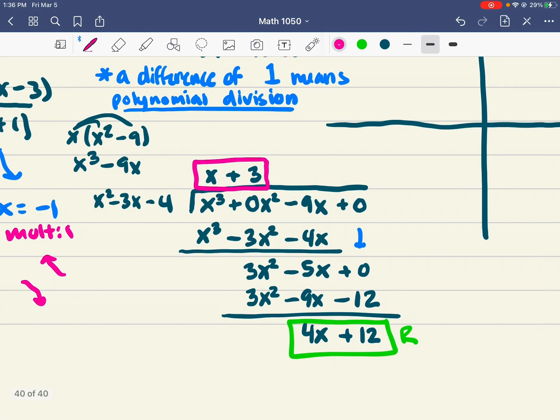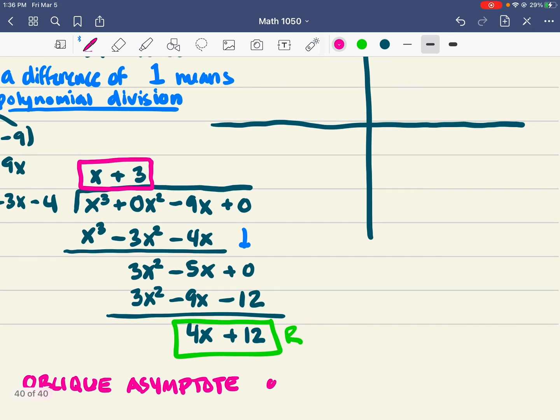This is the equation for the oblique asymptote. I'm running out of room down here, but the oblique asymptote, how do you spell oblique? The oblique asymptote happens at y equals x plus 3. So that will graph a line which crosses the y-axis at 3 and has a slope of 1.